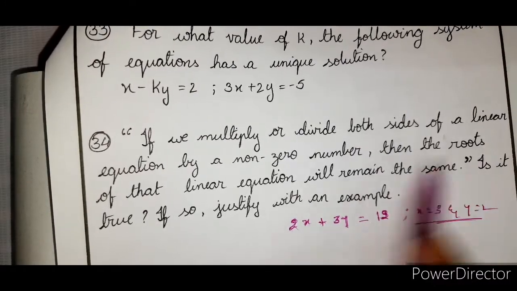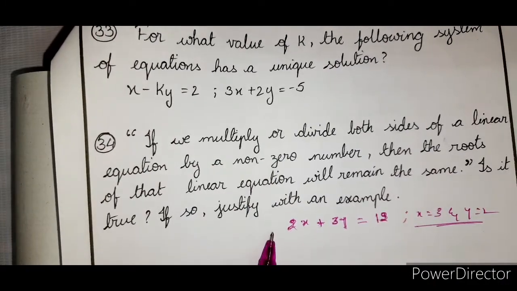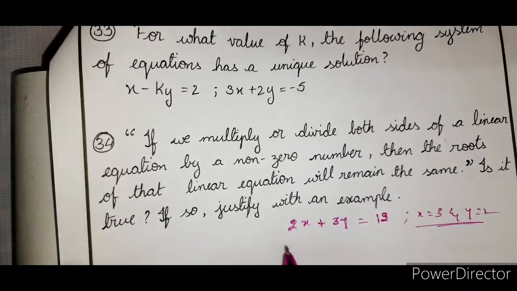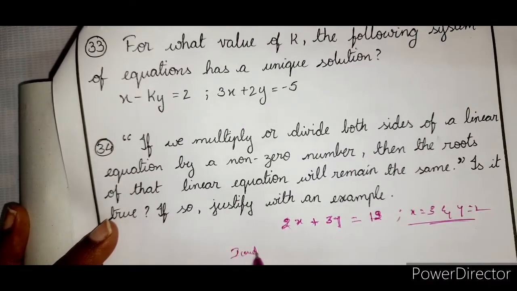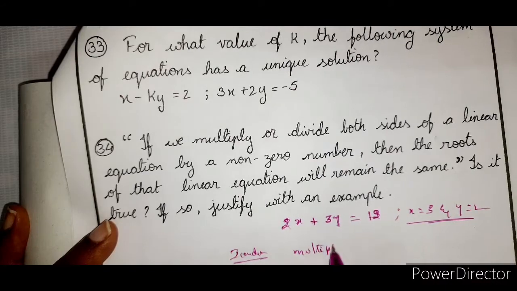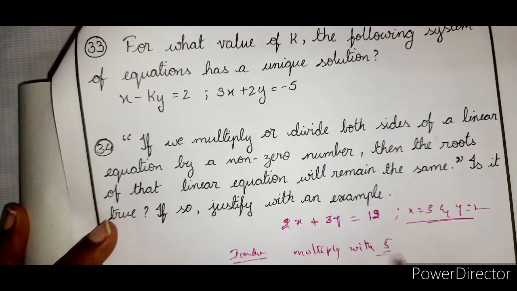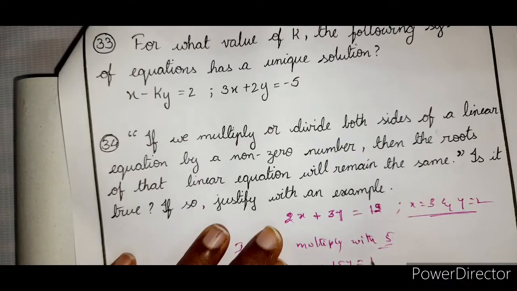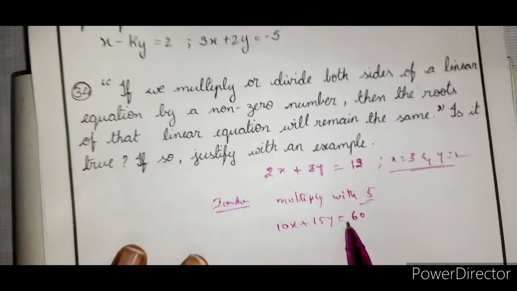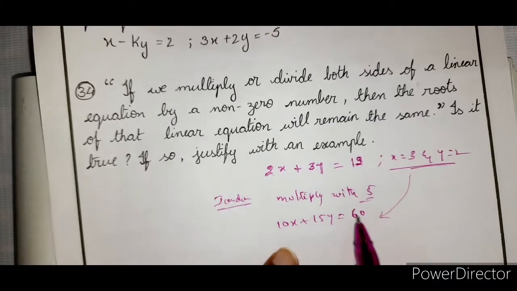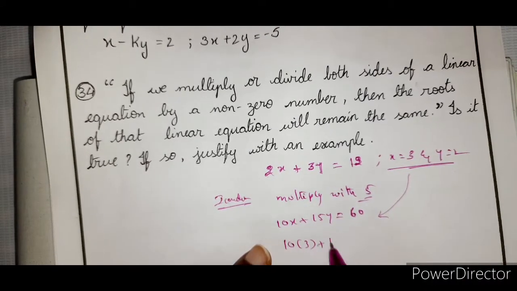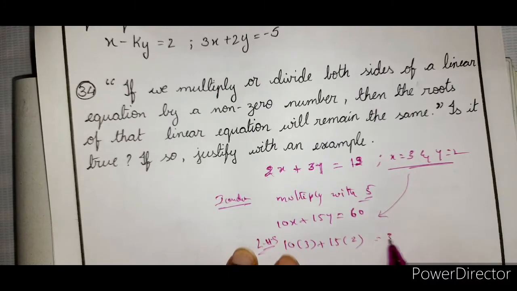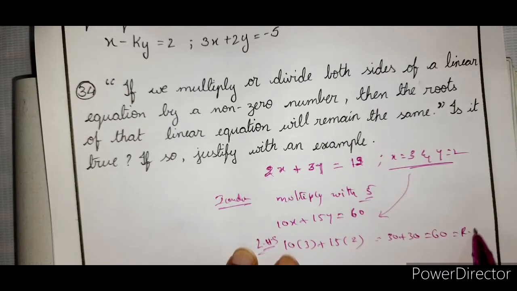Now the condition is, whether you multiply on both sides or divide on both sides, you must get these only satisfying this equation. So now let us multiply. The first condition, multiply with, suppose, 5. So this equation will become 10x plus 15y is equal to 5 12s are 60. Now you substitute this and see whether the same are the roots or not. 10 into 3 plus 15 into 2, taking LHS: 30 plus 30, which is equal to 60, which is RHS.